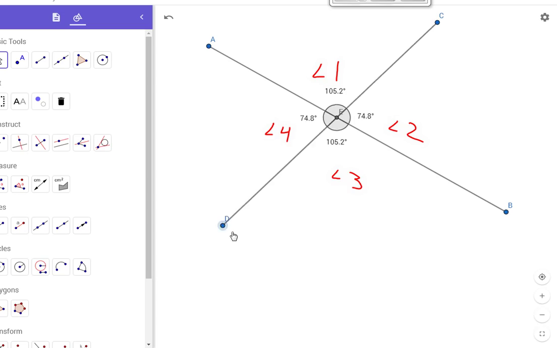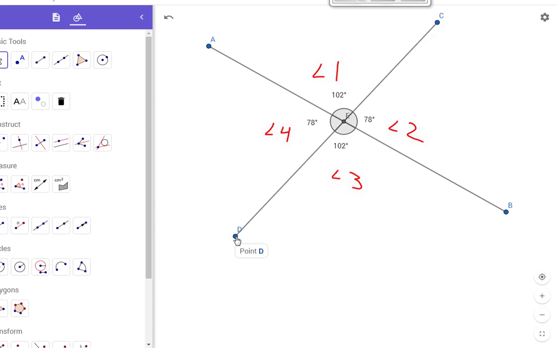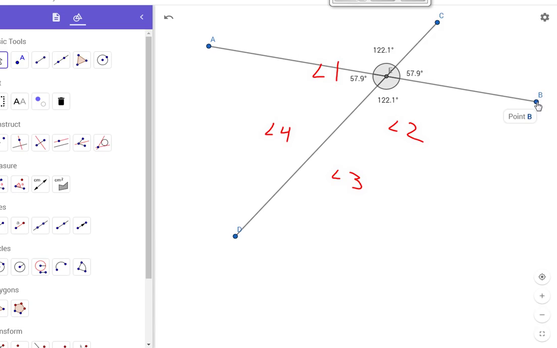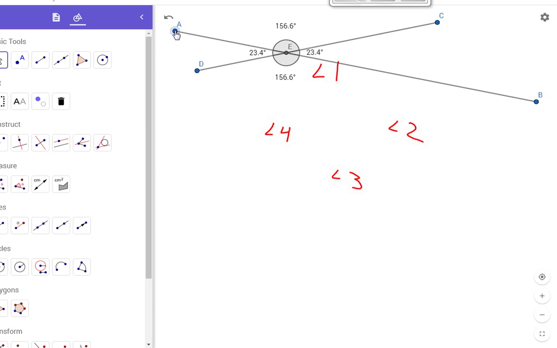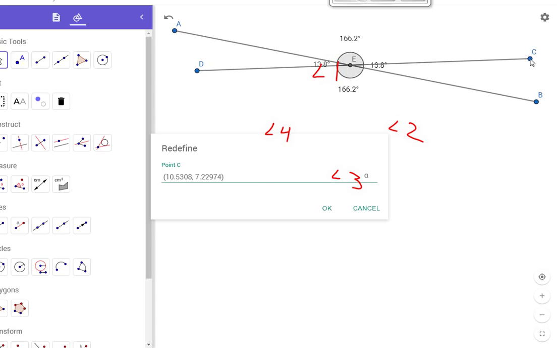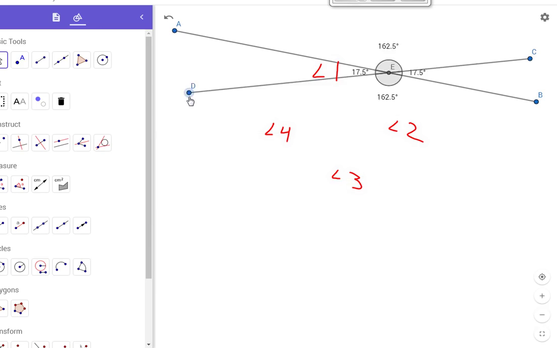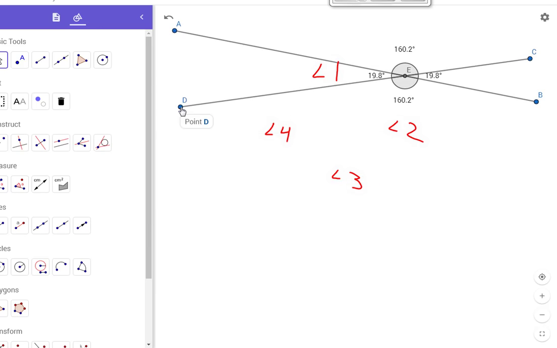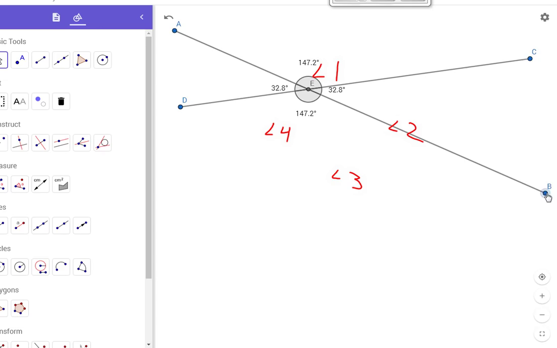So I can move these points however I want to. I can make the angles very acute and very obtuse, like I'm trying to do right now. Notice how it's 13.7, 13.8 degrees, very acute, 166.2 degrees, very obtuse, but the vertical angles are always going to be congruent. No matter what I do to these points here, my vertical angles are always going to be congruent.